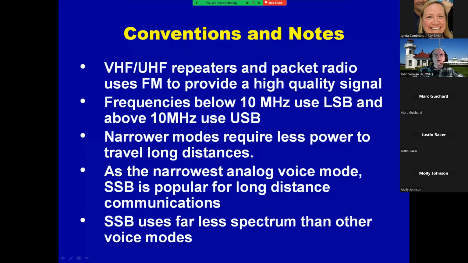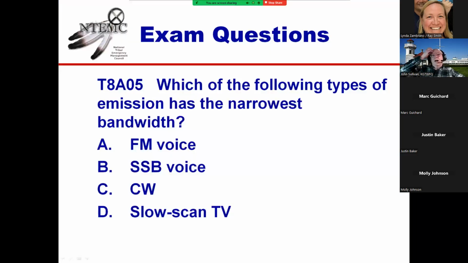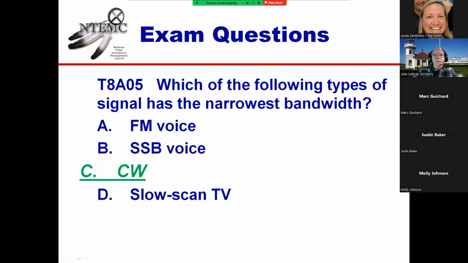Okay, so let's see some of the questions. Which of the following types of emissions has the narrowest bandwidth? Well, remember, the first thing we looked at was CW, with a bandwidth of 10 to 150 hertz. So that's the smallest. So CW is your narrowest bandwidth among those modes.